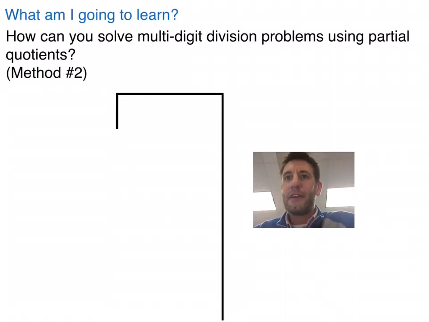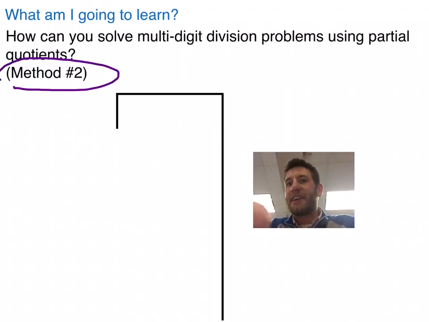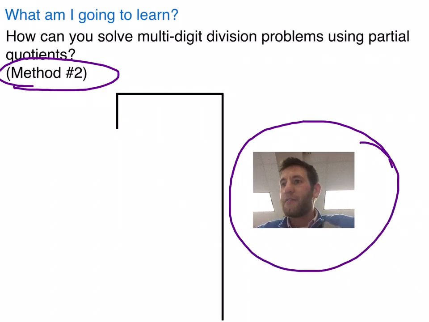Welcome back, everybody. In this lesson, we are going to answer the question, how can you solve multi-digit division problems using partial quotients? But today, we're going to learn a second method for doing it. In the first video, we learned how to put the partial quotients that we found right in this area here, right around where you can see me. But today, that's new, we're actually going to put all of our partial quotients on top of this house here, okay?